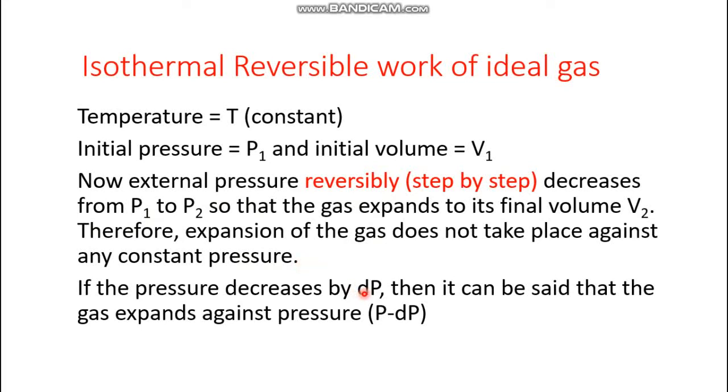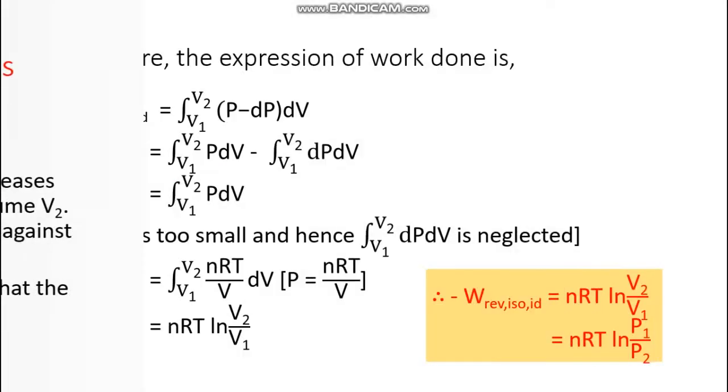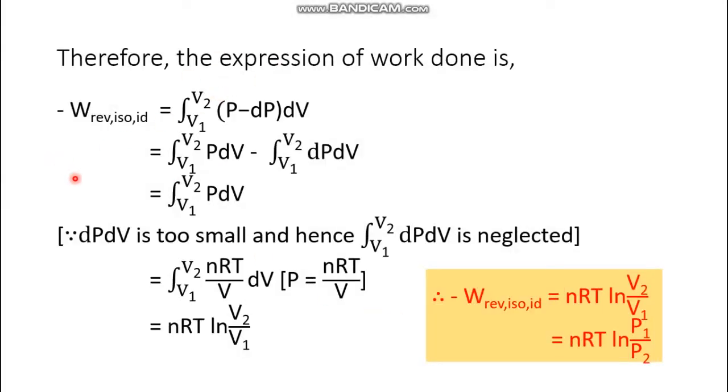If the pressure decreases by dP every time, what should be the final pressure? The final pressure should be P minus dP every time. Then it can be said that the gas expands against pressure P minus dP, isn't it? Now what should be the expression of work? The work here, suffixed REV means reversible, ISO means isothermal, ID means ideal.